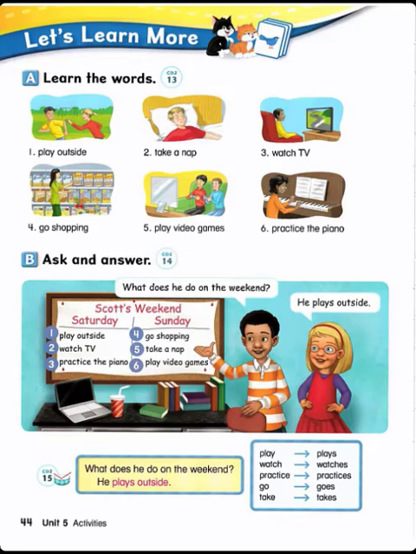Page 44. Drum track. What does he do on the weekend? He plays outside. What does he do on the weekend? He watches TV. What does he do on the weekend? He practices the piano. What does he do on the weekend? He goes shopping. What does he do on the weekend? He takes a nap. What does he do on the weekend? He plays video games.